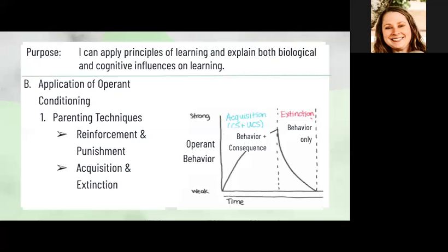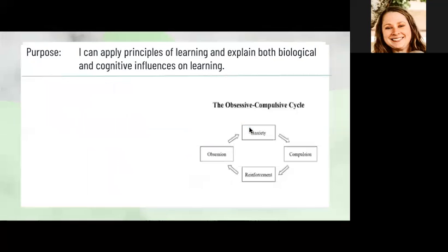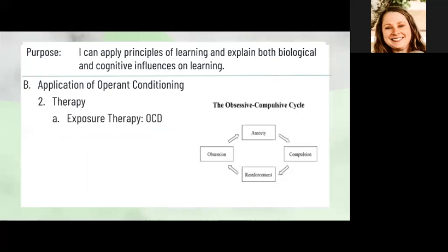So here we want to ideally reinforce desired behaviors, punish bad behaviors, so that we're increasing the good behaviors and decreasing the bad. We want to use acquisition and potentially extinction, by ignoring behaviors. How is operant conditioning used in therapy then? In therapy, we have a few different things here, and we're going to look at another type of exposure therapy, which is going to be obsessive compulsive disorder, specifically, that I'm going to talk about. We could look at this with anxiety and phobias, etc.